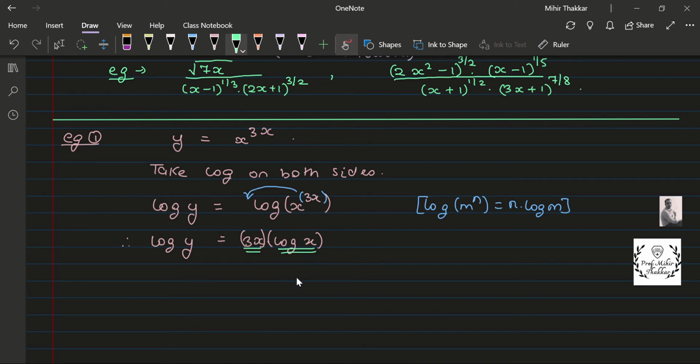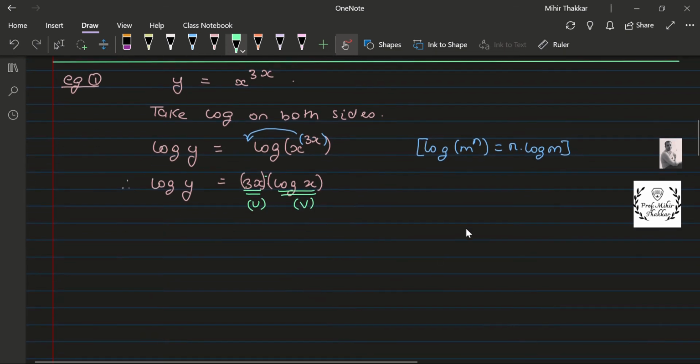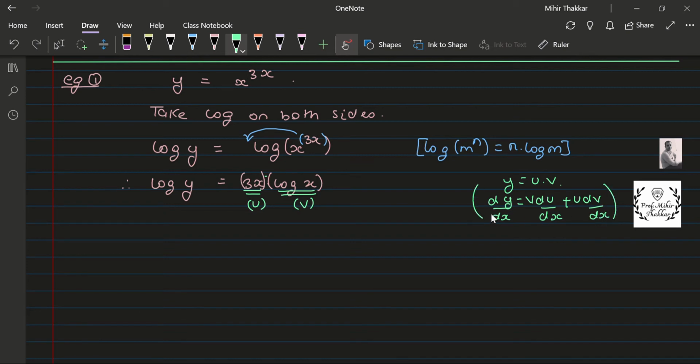Now you can see over here, there are two functions which are multiplied with each other. So always remember, when the terms are multiplied with each other, we have to apply the u into v rule, or the multiplication rule. So what is the u into v rule? It says y is equal to uv, then dy by dx is equal to v times derivative of u plus u times derivative of v. When I want to find the derivative, I have to write: differentiate with respect to x.